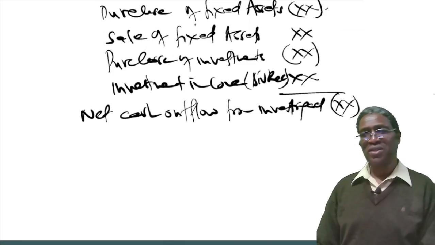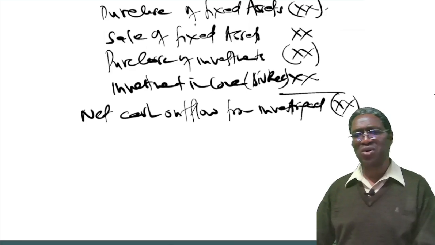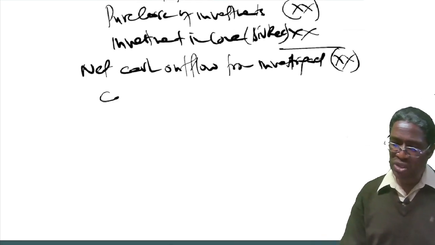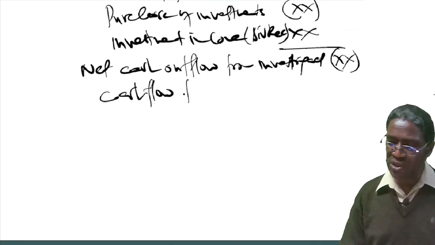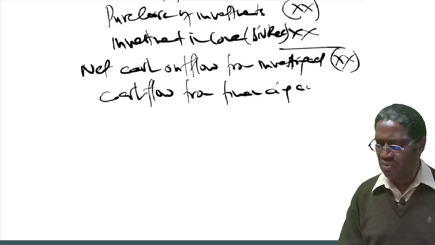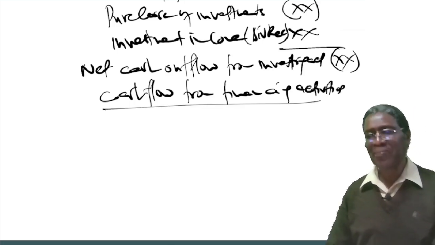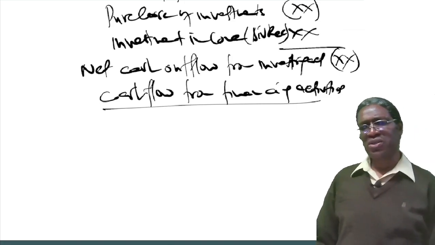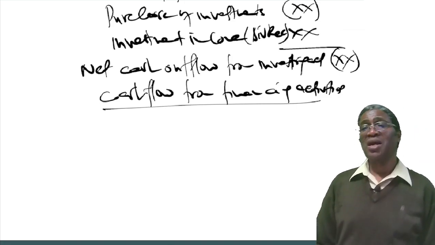Okay, good. Now we want to go to the last category of the cash flows now, and that is what we were calling cash flows from financing activities. We come to cash flows from financing activities now. Good. Before we identify them, we need to ask ourselves, what are financing activities?